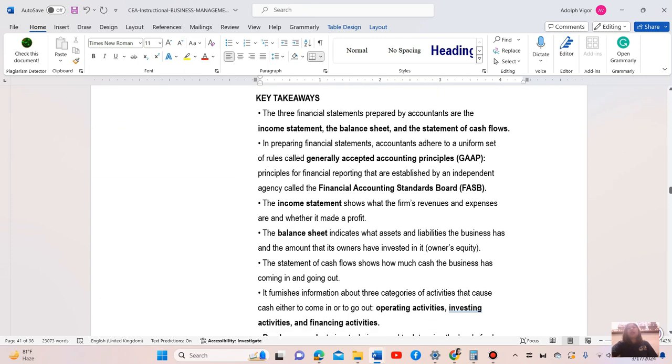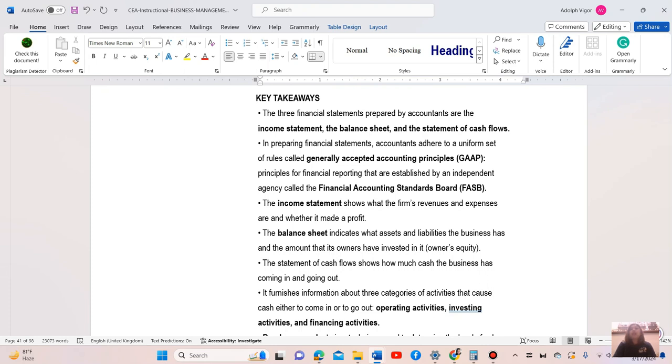So the key takeaways for this topic: the 3 financial statements prepared by accountants are the income statement, the balance sheet, and the statement of cash flows. And second, in preparing financial statements, accountants adhere to a uniform set of rules called Generally Accepted Accounting Principles, which is the GAAP. The principles for financial reporting are established by an independent agency called the Financial Accounting Standards Board.